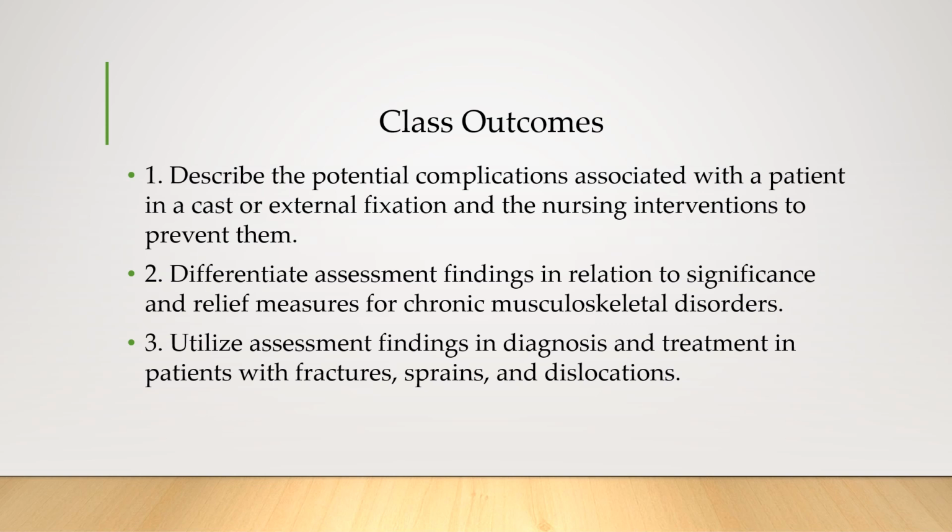The outcomes for this class are to describe the potential complications that are associated with the patient in a cast or an external fixation and the nursing interventions to prevent them. Differentiate assessment findings in relation to significance and relief measures for chronic musculoskeletal disorders. Utilize assessment findings in diagnosis and treatment in patients with fractures, sprains, and dislocations.